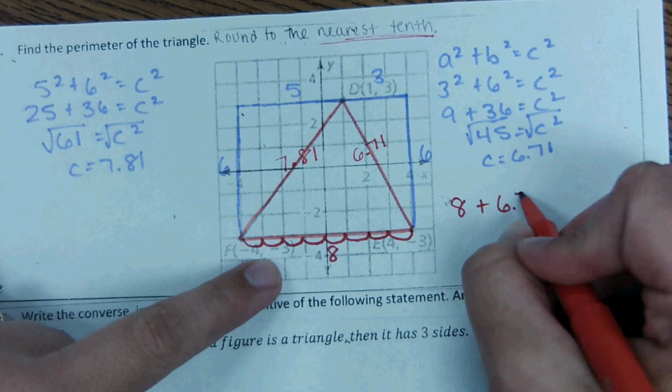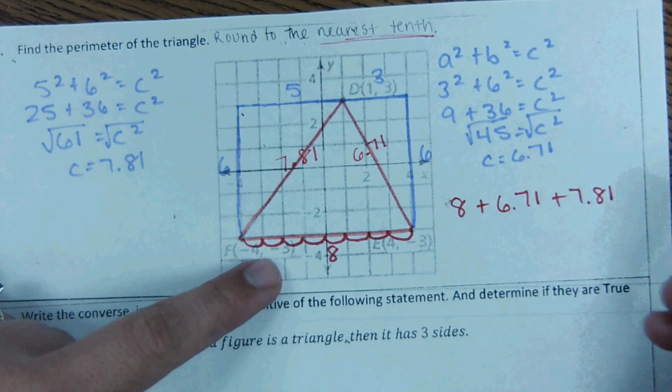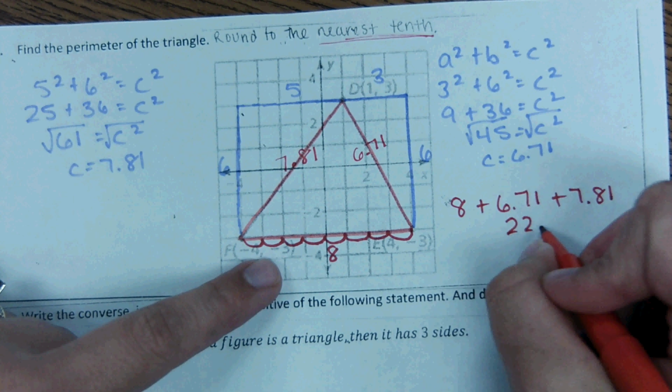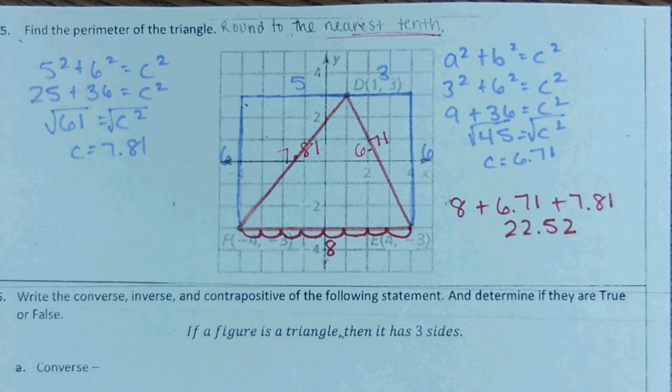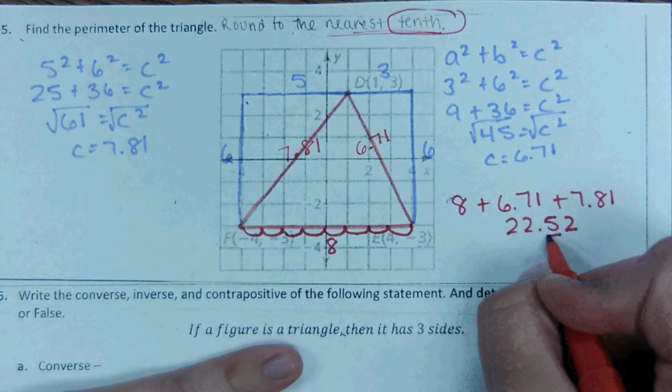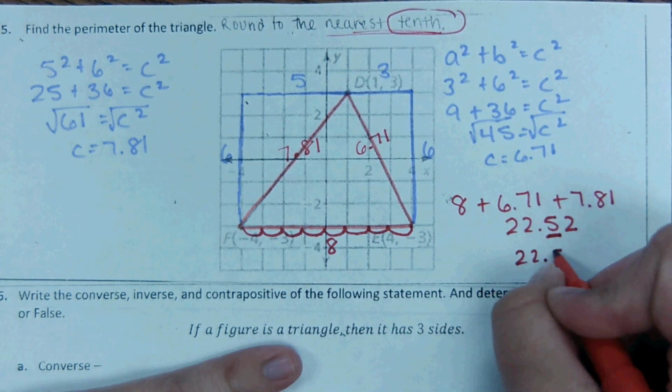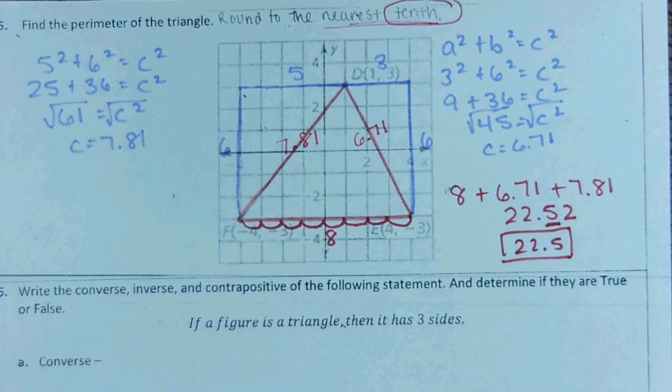8 plus 6.71 plus 7.81. This adds to 22.52. And then it says to round to the nearest tenth, which is the tenth place right here. So 22.5 is the answer they're looking for, either to type in the box or multiple choice.